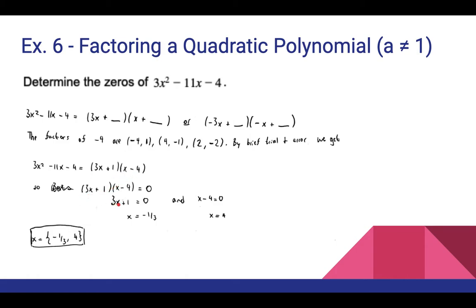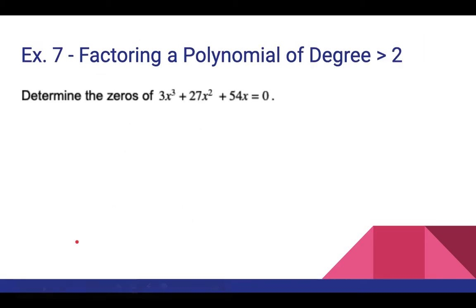So as a result, we set 3x plus 1 equals 0, which gives us x equals negative 1/3. And we set x minus 4 equals 0, which gives us x equals 4. So the zeros of this polynomial are x equals negative 1/3 and 4. So now let's look at a polynomial that has a degree greater than 2, where we can't use the quadratic formula. And again, this is why I don't like using the quadratic formula, because it only works for a specific case where you have a quadratic polynomial.